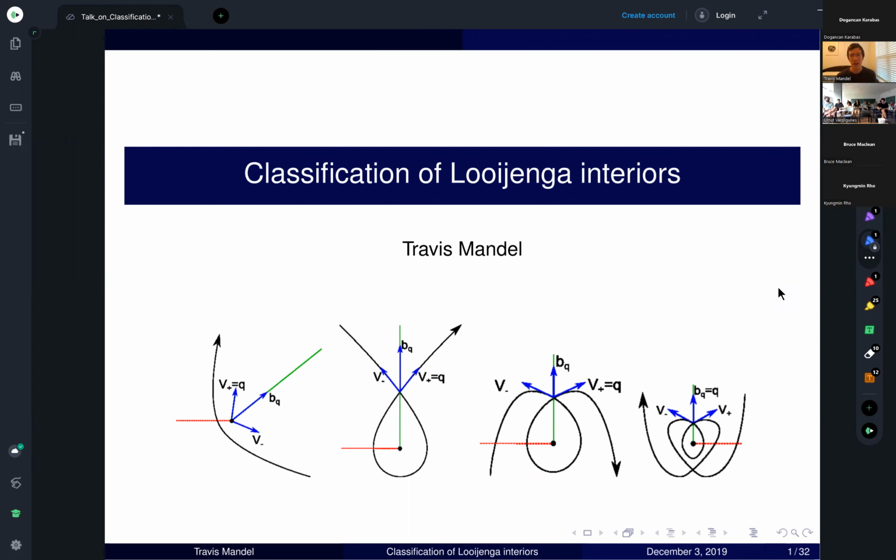So today I want to tell you a bit about the classification of Looijenga interiors. Basically, I'm going to give a bunch of different properties that you can use to describe Looijenga pairs, Looijenga interiors, and then have a whole bunch of statements of the form, the following are equivalent. If your Looijenga interior satisfies one, it satisfies all the others, and it helps you get some intuition for the properties satisfied by whatever Looijenga interior you're working with.